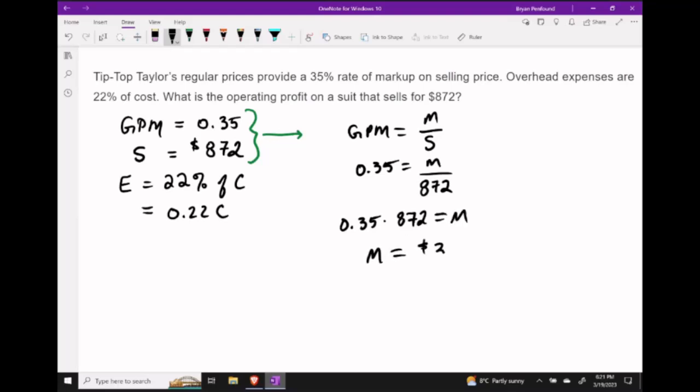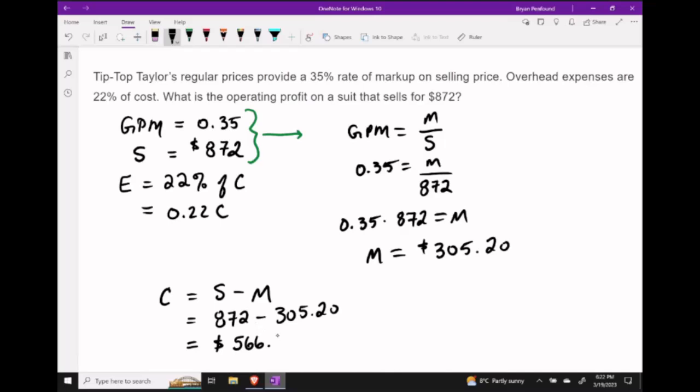So the markup in dollars per suit is $305.20. Now this is great because now we should be able to determine the cost price. Remember that the cost price should be equivalent to the selling price minus the markup that we put on it. If we know that the selling price is $872 and the markup is $305.20, that means that the cost price to us per suit is about $566.80.